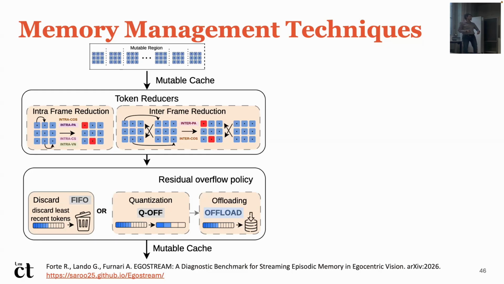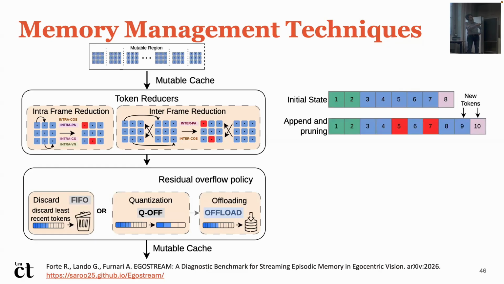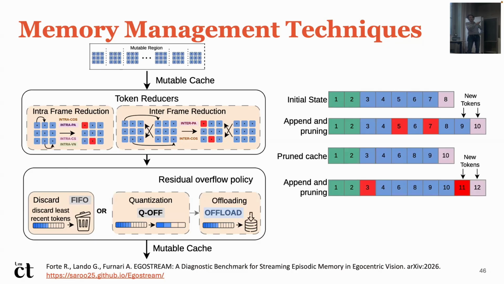So this, what comes out when you read papers, they are trying to make these models streaming video understanding models. And the way it works is that you have an initial state where you have your system prompt, your mutable cache, and your new token. And then new tokens arrive, and you maybe prune some tokens, and you go like that. So you expand your cache, but at the end of pruning, you end up with the same pruned cache every time.